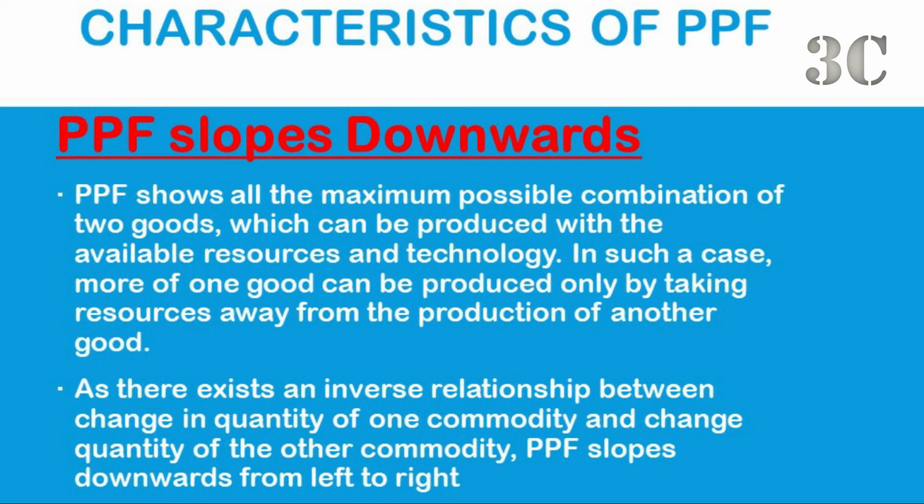Now you can see, if you want to produce more cash crops, you have to reduce the production of food grains. So when you want to increase one, you have to reduce the other. So here it slopes downward.